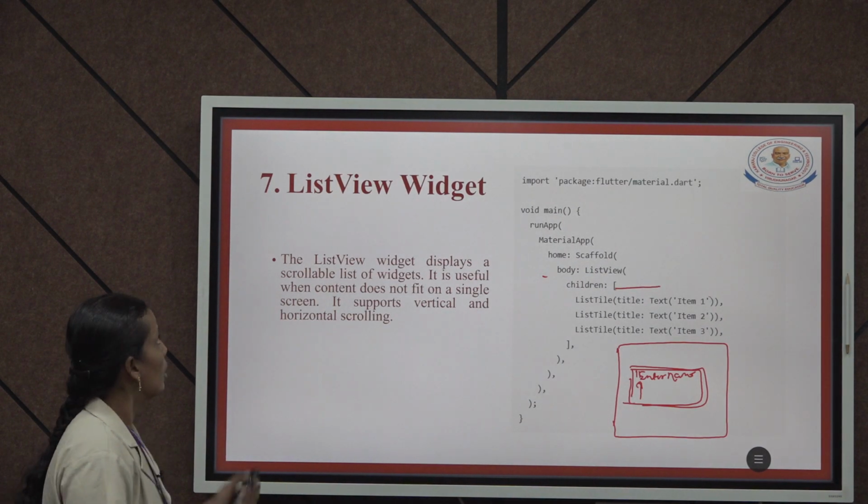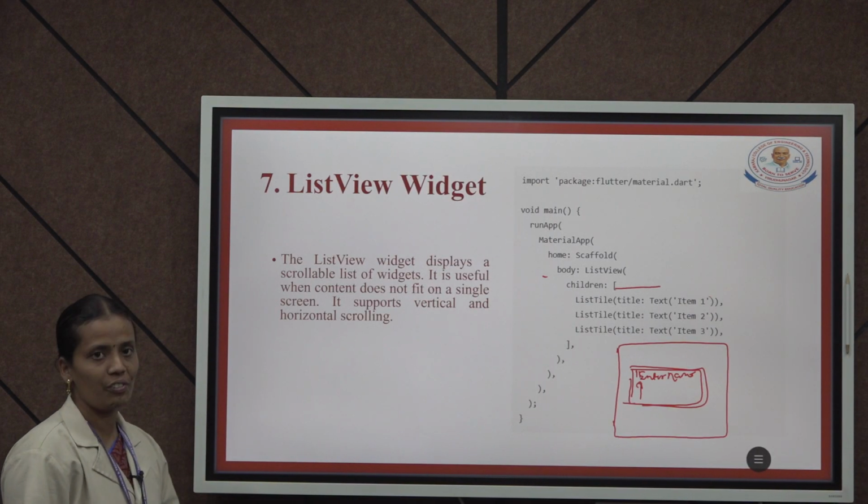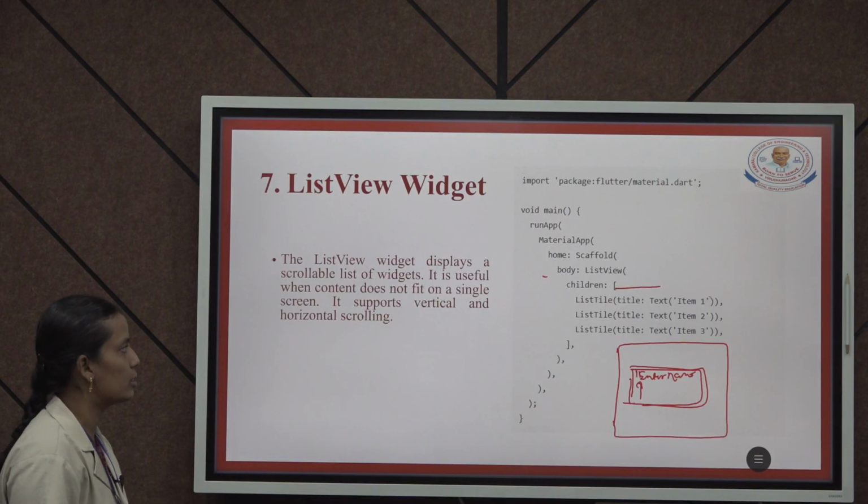Next widget is ListView widget. The ListView widget displays a scrollable list of widgets. It is useful when content does not fit on a single screen. It supports vertical and horizontal scrolling.